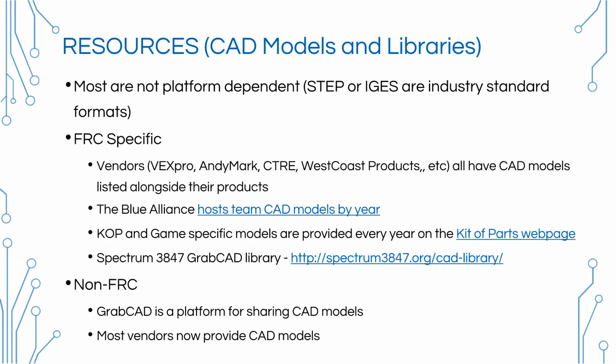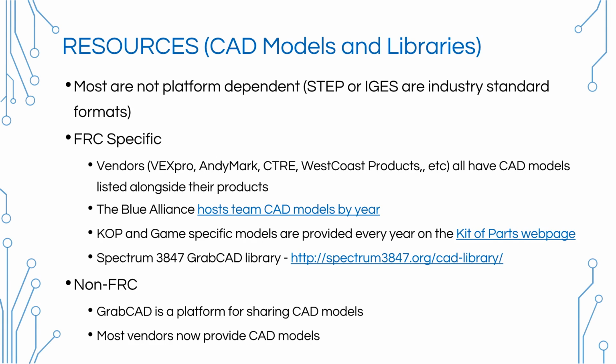You can go on VexPro and download a Versaplanetary model, and you can download the motor model, and then you can go to Cross the Road Electronics and download a motor controller module. And from West Coast Products, you can download all of their gears and sprockets, et cetera, and you can basically take exactly what you're thinking about buying and stick it into your model and see how it fits.